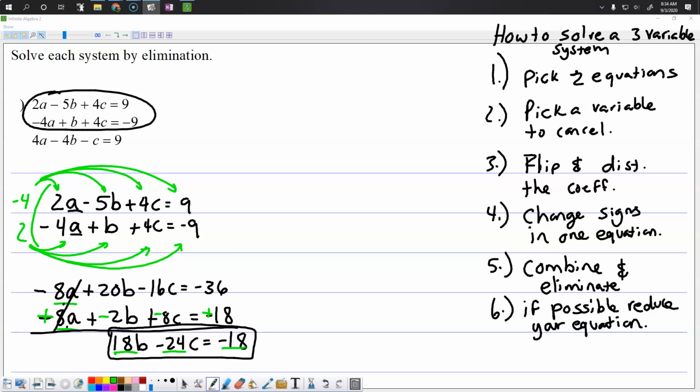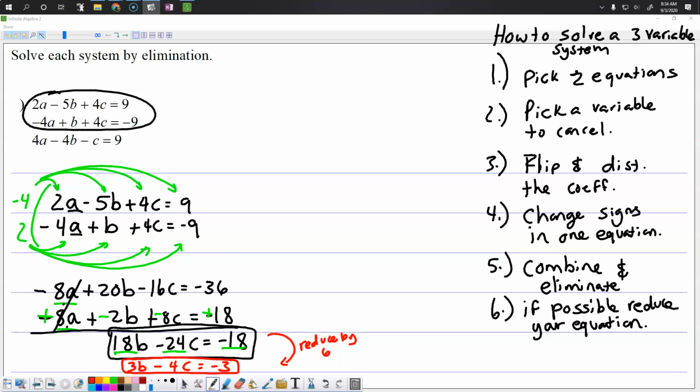So I'm going to write my answer in red here. I'm going to put reduce by 6. So if I divide all three of those numbers by 6, I'm going to end up with 3b minus 4c equals -3.